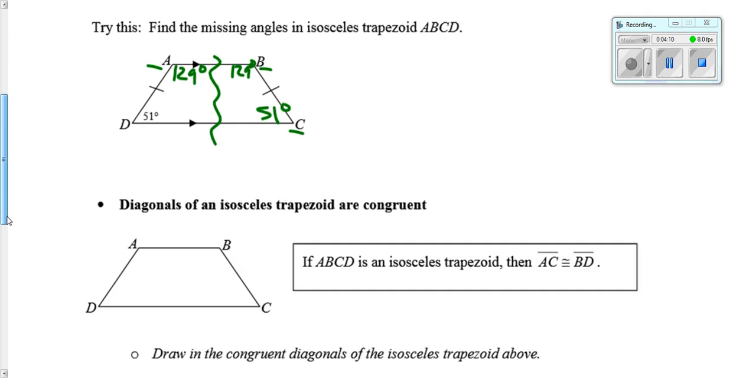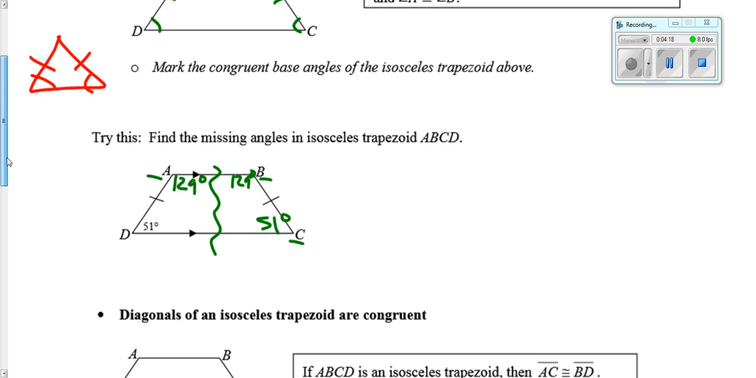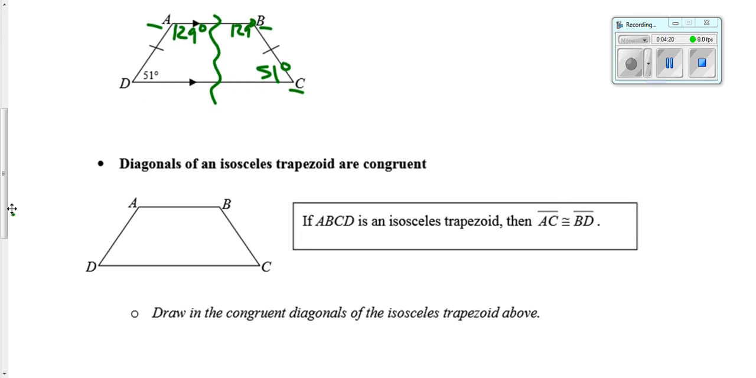All right, another property. So property number one, legs are congruent. Property number two, base angles are congruent. Property number three, the diagonals are congruent. So BD is congruent to AC. So that whole thing is congruent. They are the same measure.